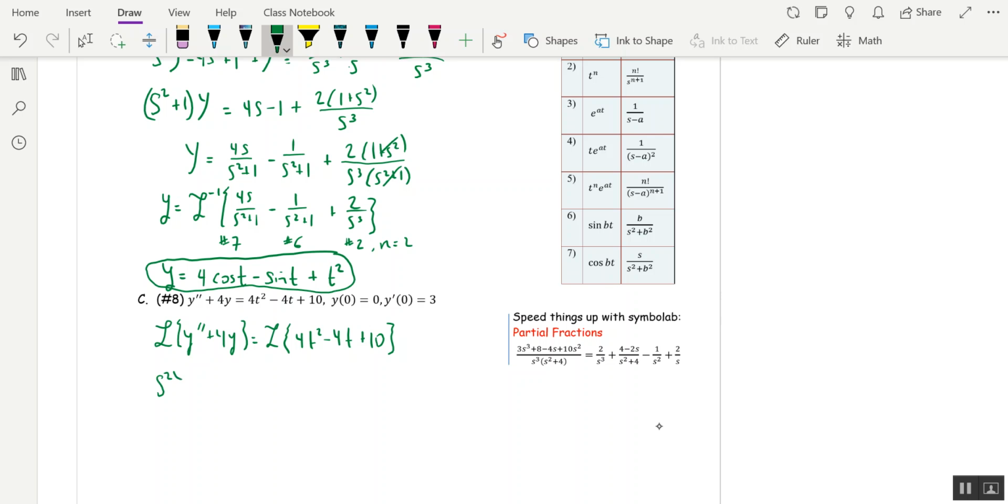Next, s squared big Y minus sy of 0, but y of 0 is 0, so just s squared big Y minus 3 plus 4 big Y equals, I'm going to get 2 factorial over s cubed. 2 factorial is 2, 2 times 4 is 8 over s cubed minus 4 over s squared plus 10 over s. I'm going to write all of that with denominator s cubed. 8 minus 4s plus 10s squared.